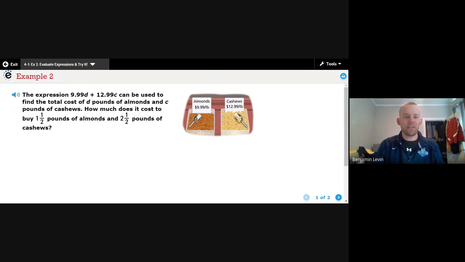So we've got this equation, 9.99 times D plus 12.99C. Now, notice in this picture, what does the 9.99 represent? It represents the price of almonds per pound, right? Almonds are $9.99 a pound. Cashews are $12.99 a pound. So that's what the $12.99 represents right here. $9.99 times D, which is the amount of almonds, and $12.99 times C, which is the amount of cashews, will give us our total price. Let's go to the Jamboard and figure this out.